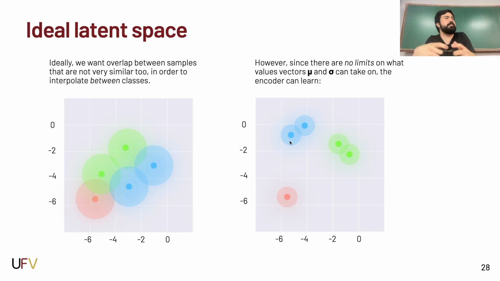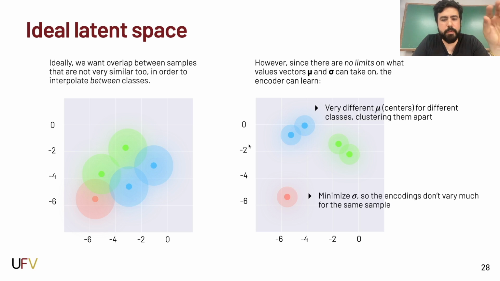You could just minimize it to have less variance, and in the infinity, it can become an autoencoder. Because if it points to the same point, then it's just the same as doing an autoencoder, and this is useless. So what we are getting, if you don't constrain, again, is very different centers, like means, for different classes, and that would cluster them apart, and that's useless because, again, I would get these holes in the middle here, and the model could minimize sigma, for example.